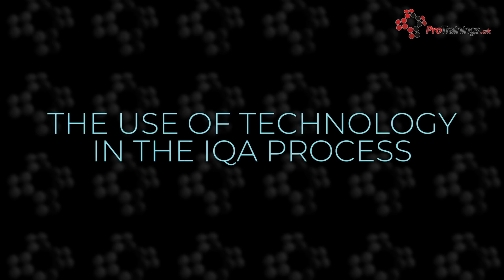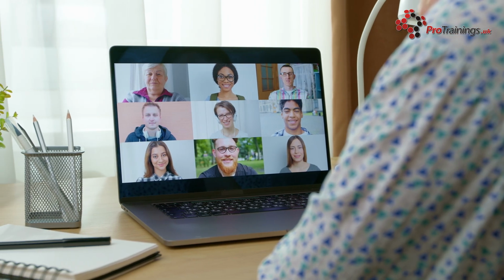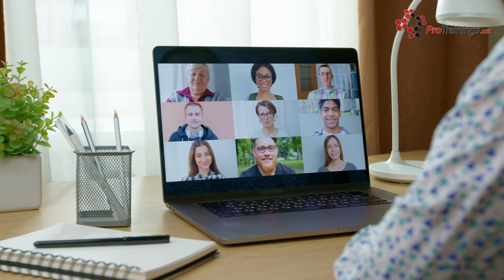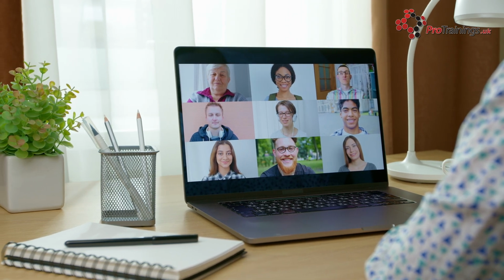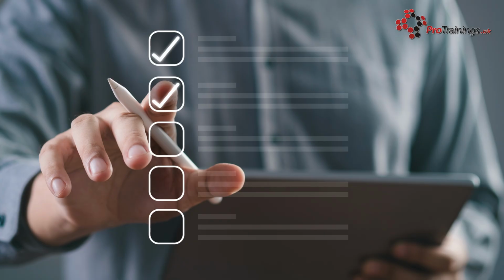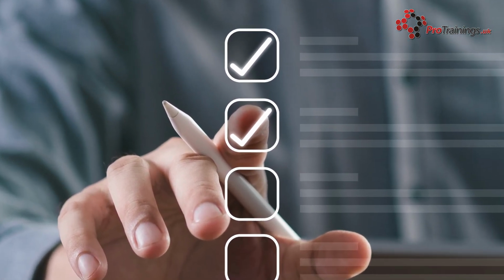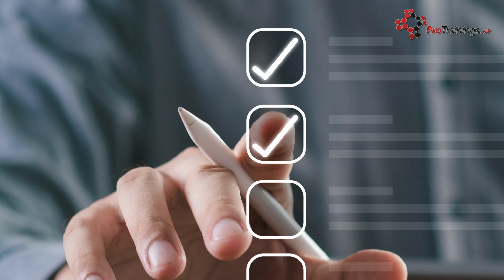Finally, technology now plays a major role in IQA. Online learning platforms, e-portfolios and digital communication tools allow assessors and IQAs to work more effectively, even when they're not in the same location. Video calls, shared documents, digital evidence, email communication, and virtual standardization meetings all help support the quality assurance process. Technology also ensures evidence is stored safely, securely, in a way that's easy to review during sampling.